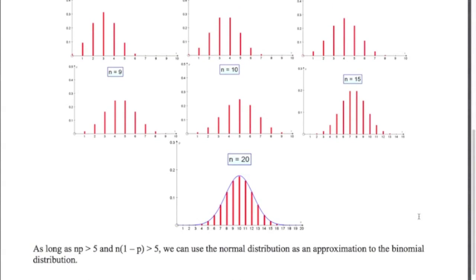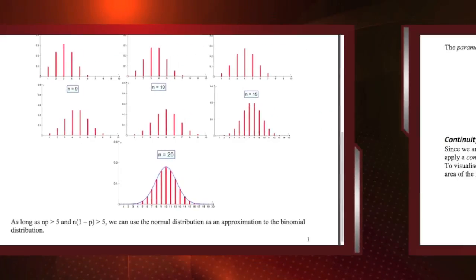The cutoff that we say is we want np, the mean of the binomial distribution, to be greater than 5, and n times (1 minus p) also greater than 5. As I just showed, if you make p really big, 0.95 or 0.99, that's also going to mess with the shape and hence the appropriateness of this approximation. So you need both of these conditions to be satisfied.